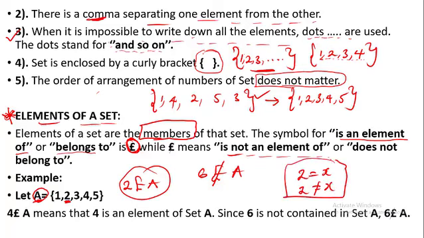So when we want to use the word "not equal to", we write the equality sign and then cancel it. The same thing applies to finding the elements and numbers that are not elements or members of a given set. When they are members of a given set, we use this. When they are not, we use this.